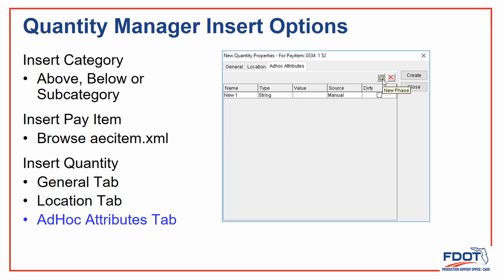When manually entering quantity data, you need to include any ad hocs on the Ad hoc Attributes tab. If the pay item is defined in D&C Manager, then the ad hocs added here must match the names and types of the ad hocs in D&C exactly, or LDM will not recognize the quantity to include during automation. The Add and Delete row buttons are in the upper right of the window. Once all the tabs are completely filled in, click the Create button and the quantity will be added to the database.